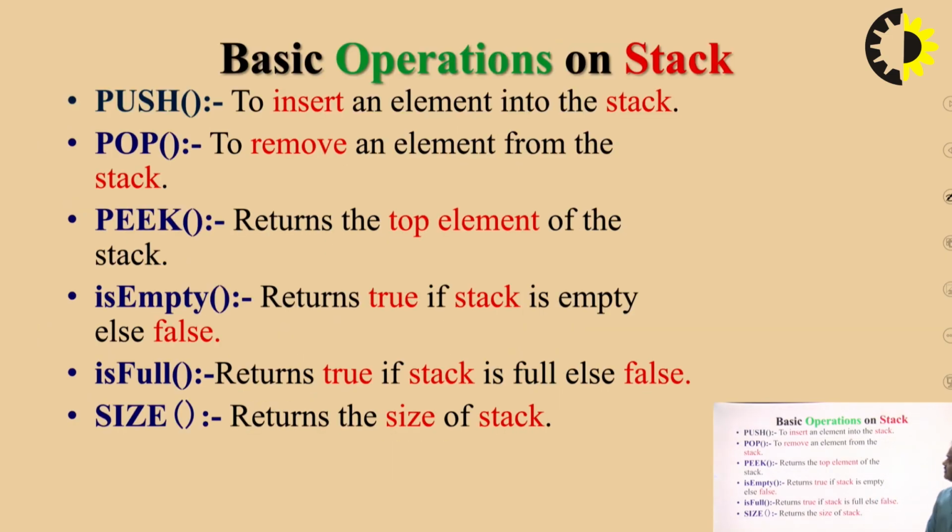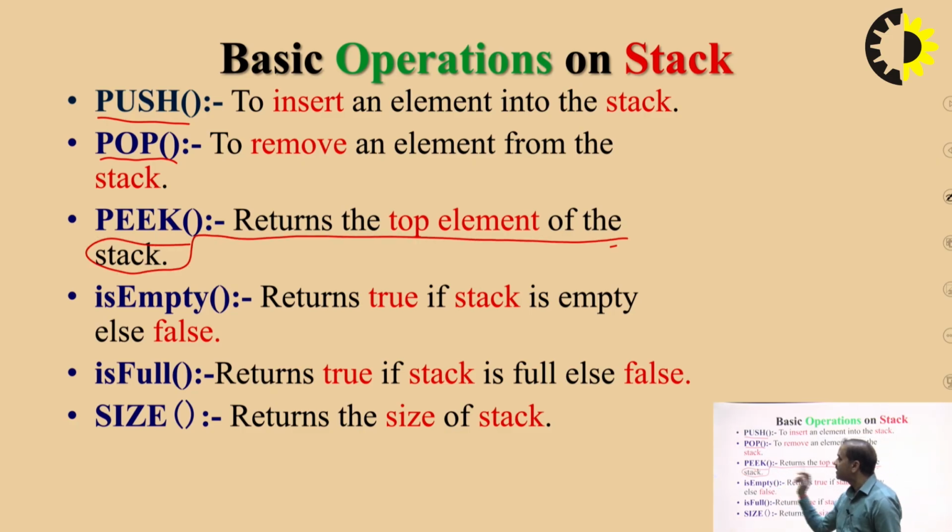Now, the basic operations on a stack: there are mainly six basic operations. The first operation is push. As we saw in the previous slide, push means insert. If we want to insert a new element, we call the push operation. Next one is pop. If we want to delete an element, we use the pop operation. Peek returns the top element of the stack. This is a function used to return the value of the top variable in the stack.